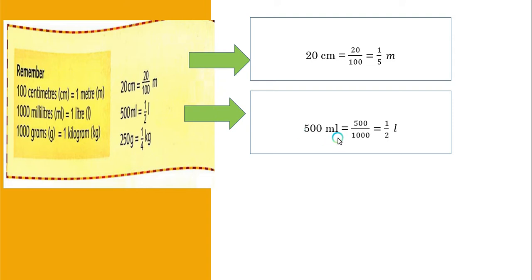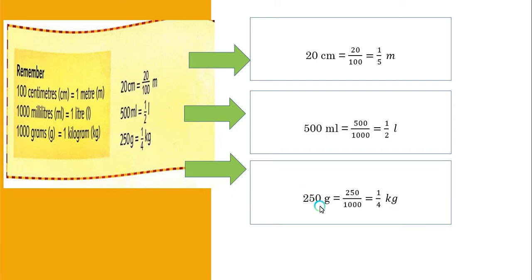Now here, 500 ml is equal to how many liters? So 500 over 1000. 500 is the half of 1000. So if we divide 1000 by 500, the answer is 2. And how many 500s are we talking about here? It's 1. That's why the answer is 1/2 liter.